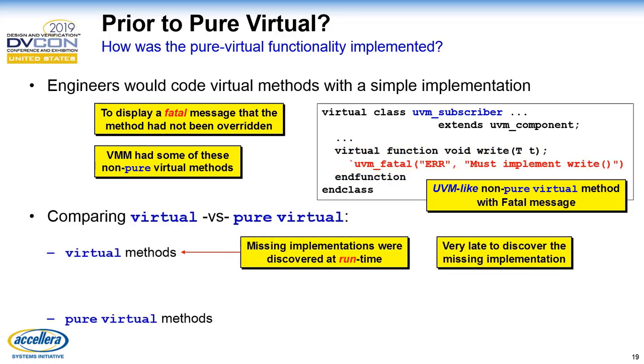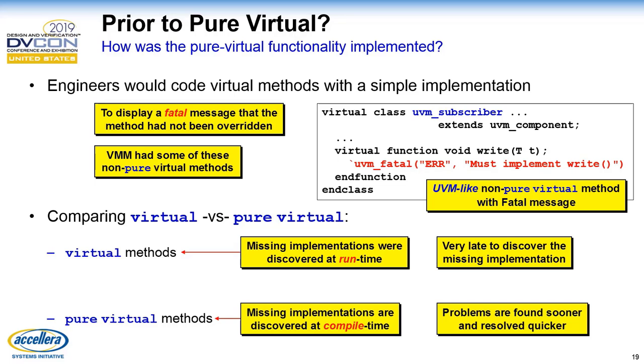But when you compare virtual to pure virtual methods from a base class, with virtual methods the missing implementations were not discovered until runtime. Then you'd get the runtime error saying that the method had not been implemented. Whereas a pure virtual method is found at compile time. And so we find it much sooner, and it means that we can fix this much quicker. And that's some of the value of these pure virtual methods.